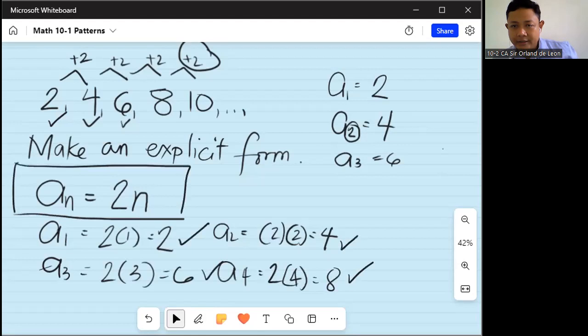Did you get the pattern? Did you get the process? Let me see your reactions if you got the process. Very good. Okay, take a screenshot. Ready? Okay, next. Again, just like what I told you, you can always follow the process in our module. What I'm teaching you now is another process, another strategy. Easy. Okay. So let's have another.